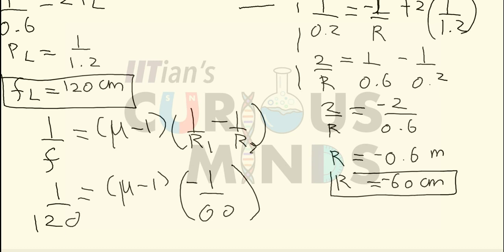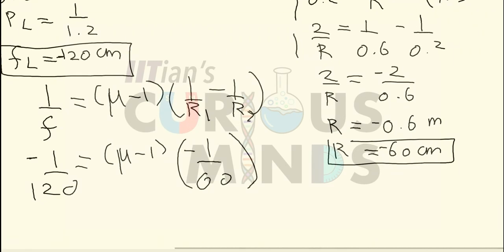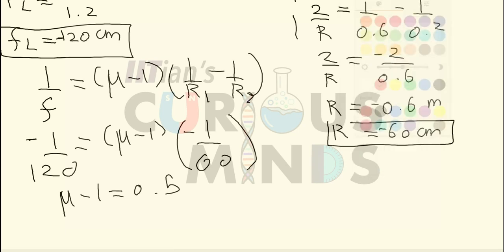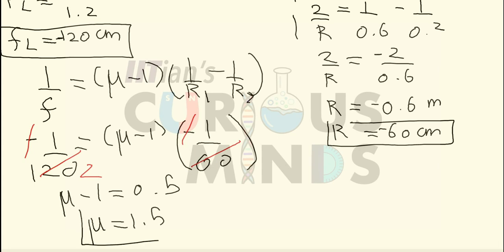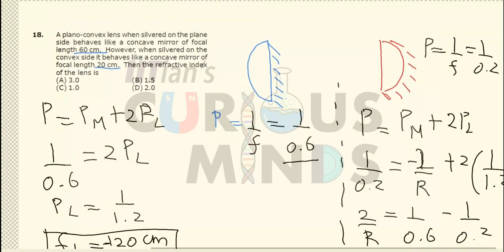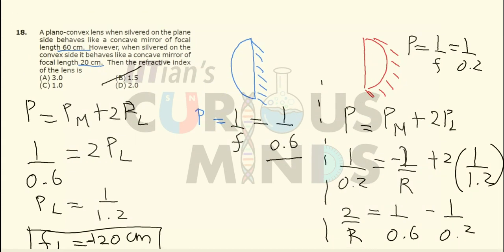Since the power is equal to 1 divided by 1.2, the focal length will be negative here, instead of positive, so the negative signs will get cancelled out. Cancelling 60 and 120, mu minus 1 is equal to 1 by 2, which is 0.5. So mu will be equal to 1.5. So the refractive index of the plano-convex lens is equal to 1.5, which is option number B.